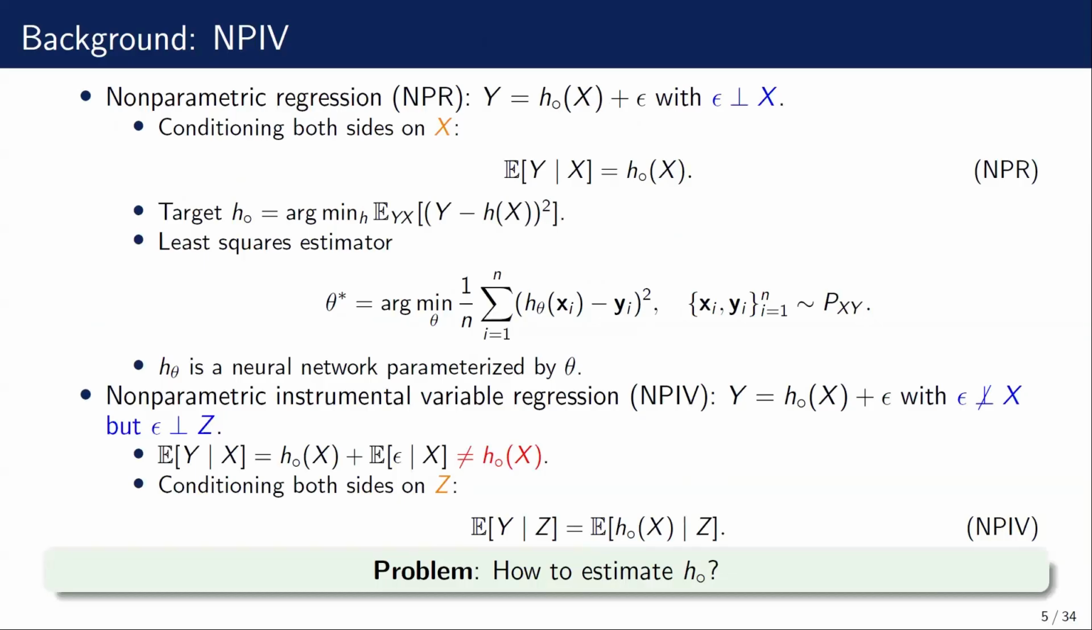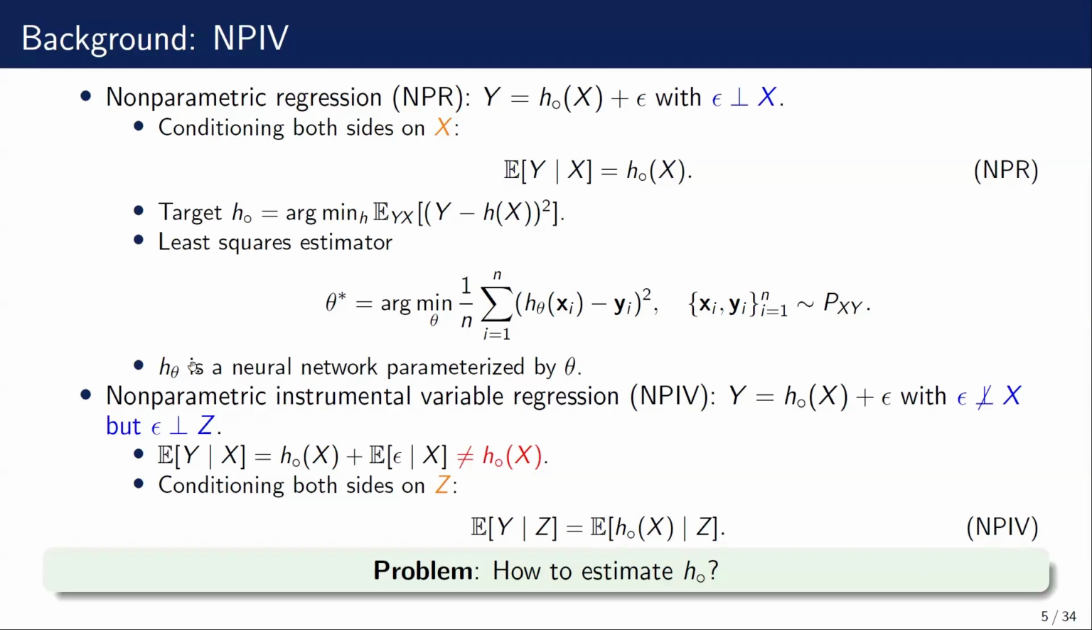To understand NPIV a little bit better, we do a contrasting with nonparametric regression. In nonparametric regression, your target variable Y equals H star X plus epsilon, with epsilon independent of X. So if we condition both sides on X, then we end up with this equation. And typically what people do in this setting is they do least square regression. So you have a model, and in our talk, we focus on neural networks.